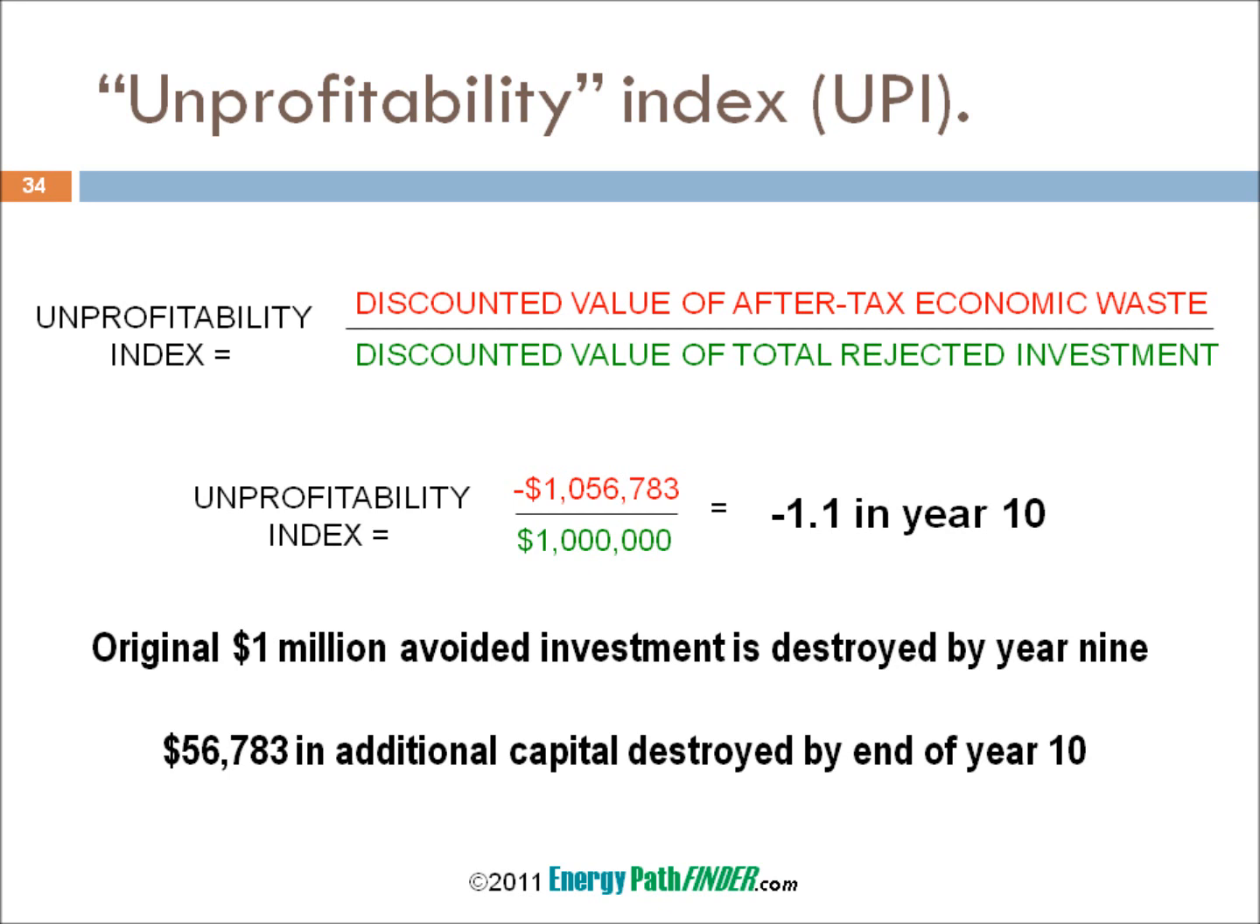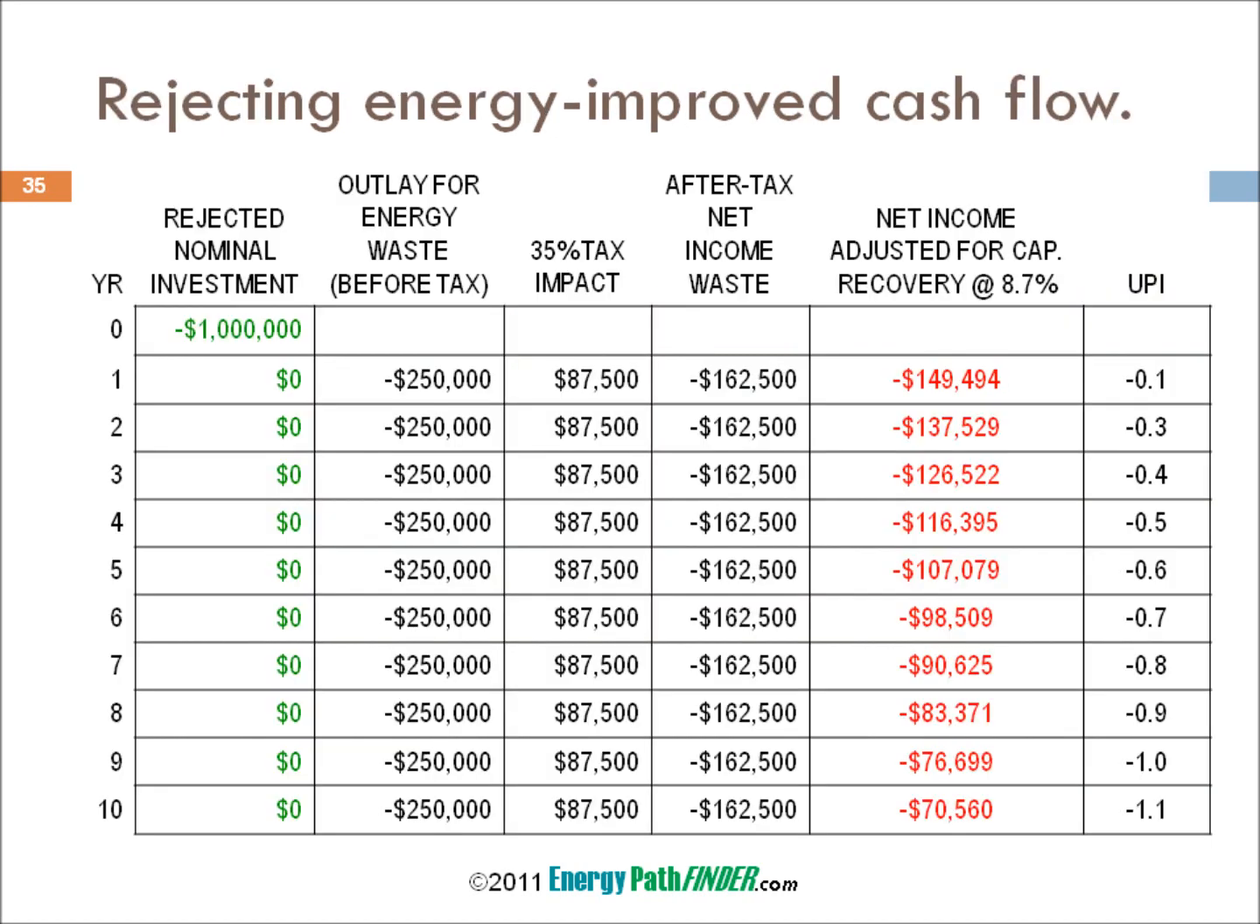9. Through the total 10-year economic life of the rejected investment, an additional $56,783 in additional capital is destroyed. That extra value is extracted from retained earnings. Here's the 10-year cash flow that supports the unprofitability metric. Like the PI metric before, this is a dynamic measure that is cumulative with each successive year.